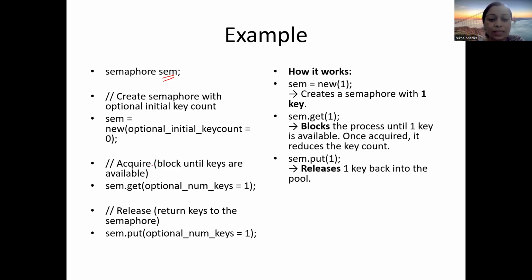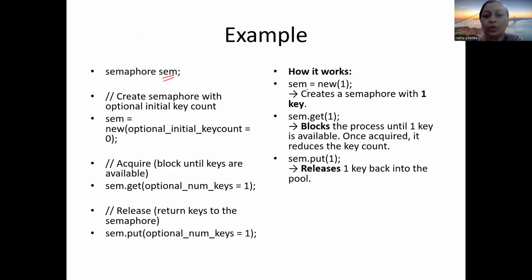Then I will say block until keys are available. So sem dot get, optional num keys is 1. I'm saying 1 now. So sem dot get, I'm taking a key now. So what is the value of that key? It's 1. Then if you want to release the key, you have to just say sem dot put and tell the number of the key, whichever key number you have generated. You're releasing that. So if it's 1, when you say sem dot put, that same key will be released.